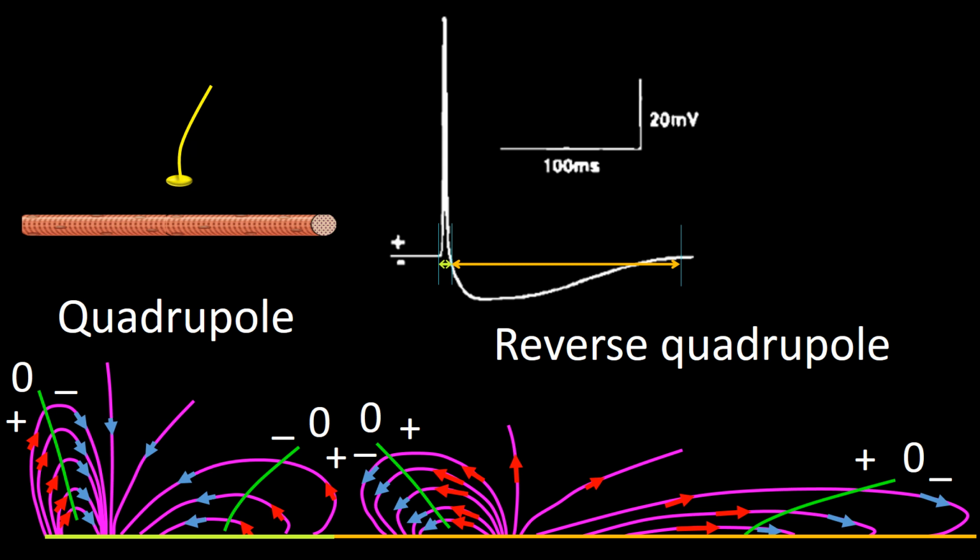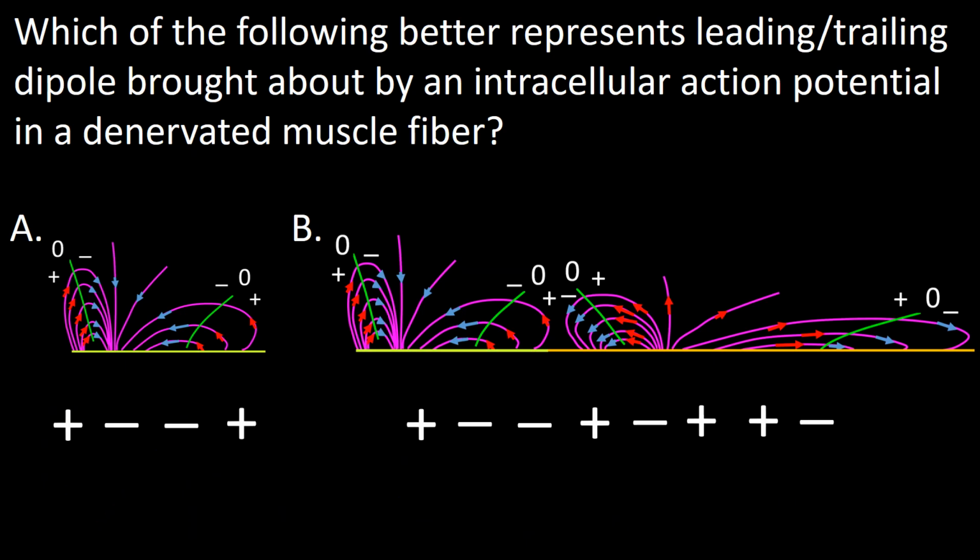Let me emphasize that the difference between the quadrupole and the reverse quadrupole goes beyond their length. In the leading quadrupole, the positive charges flowing away from the membrane are at the periphery, as you can see here and here. In the reverse quadrupole, the flow of positive charges away from the membrane occurs in the middle. So the answer to this question is B.